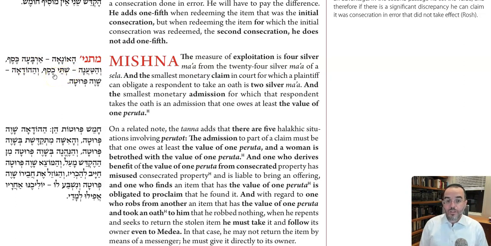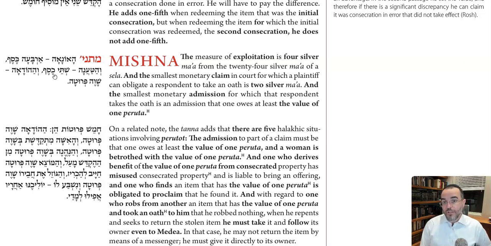And if one makes a partial claim in court, modeh b'miksat. In order to be liable to give an oath, that I paid part of it, but I admit to part of it, but I deny part of it, and you make an oath on the part that you deny, in order to require that oath, the entire claim has to be at least 2 kesef, 2 ma'a. The denial or the admission can be as little as a peruta, but it has to be about an initial claim of at least 2 ma'a. Hoda'a, in order to be required to give an oath on an admission that one has to pay a certain amount, it has to be at least 1 peruta.